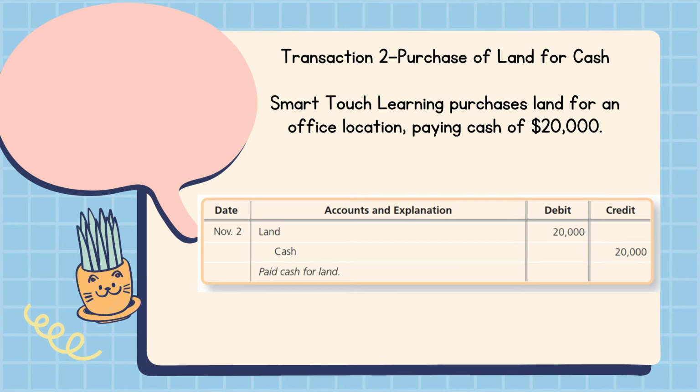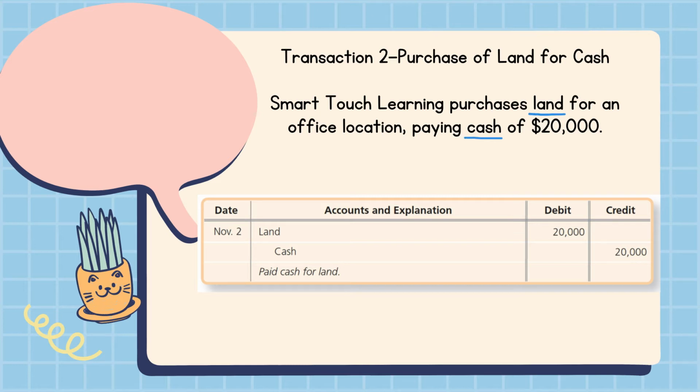Transaction 2. Purchase of land for cash. Smart Touch Learning purchases land for an office location, paying cash of 20,000. So again, we purchased land. This is the first account affected, and I paid cash.